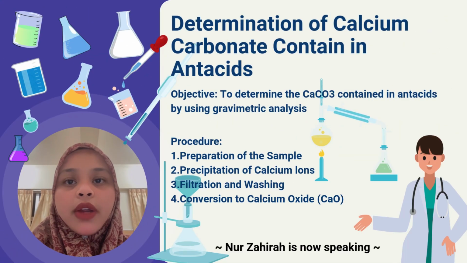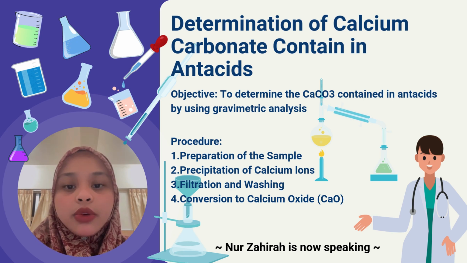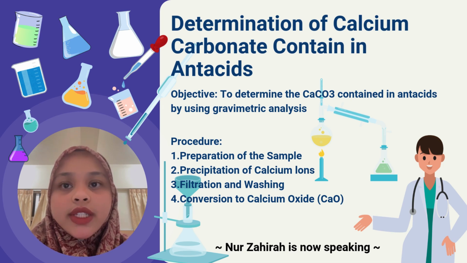Now, we go to the part for determination of calcium carbonate in antacid. The objective is to determine the calcium carbonate contained in antacid by using gravimetric analysis. There are 4 procedures. Firstly, preparation of the sample. Second, precipitation of calcium ions. Third, filtration and washing. Lastly, conversion to calcium oxide.